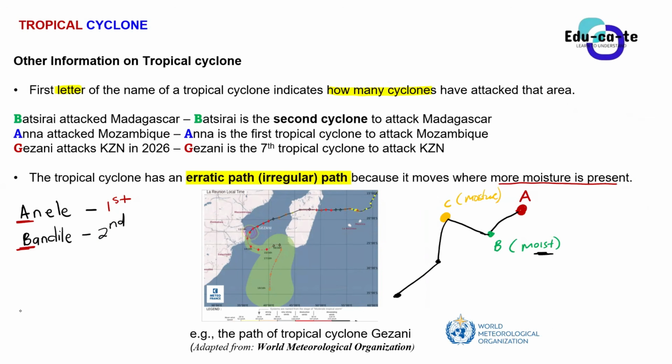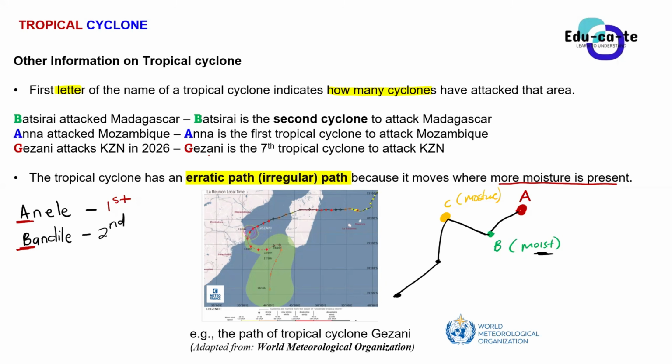Okay. So G, it is the 7th letter in the alphabet, right? This means that Gezani is actually the 7th tropical cyclone to attack KZN. Remember, if we say A, B, C, D, E, F, G, we count 7 letters in total. So if G is the 7th letter and the name of our tropical cyclone starts with G, it tells us that our tropical cyclone is the 7th one to attack.